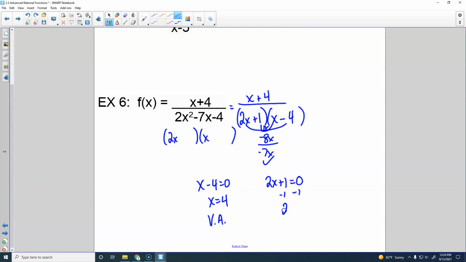Good. So you get 2x equals negative 1, and then divide by 2. So x equals negative 1/2. And is that one going to be a hole or vertical asymptote, Josie? That one's also a vertical asymptote because nothing cancels on this one. Yes.